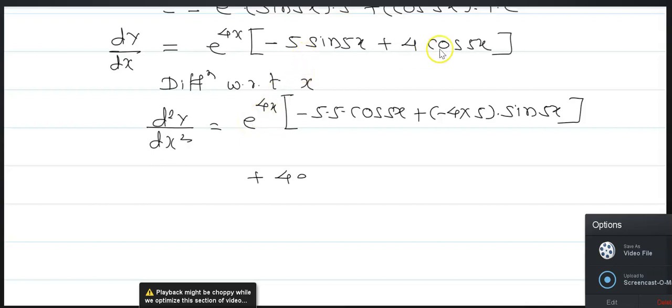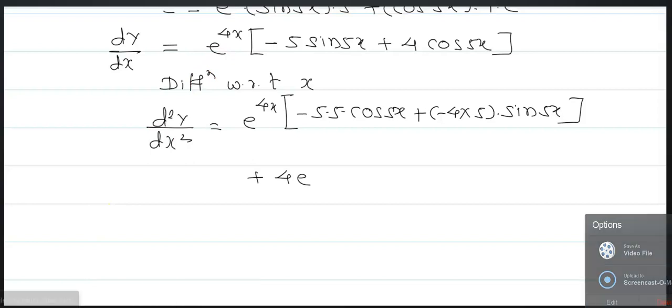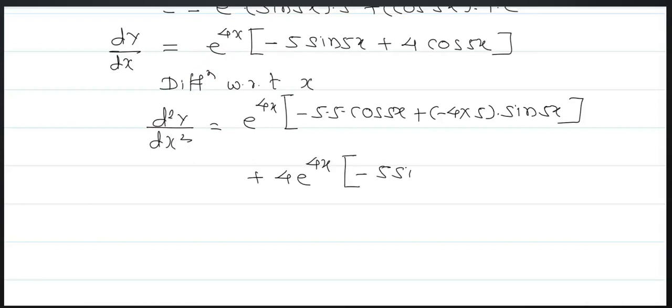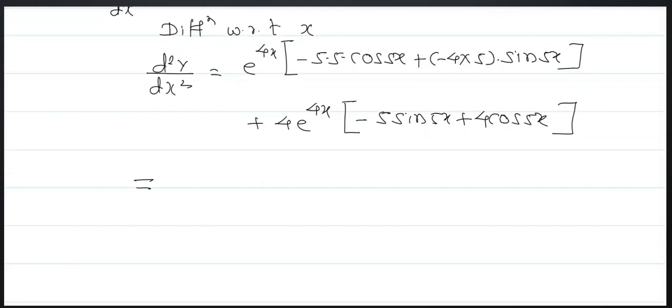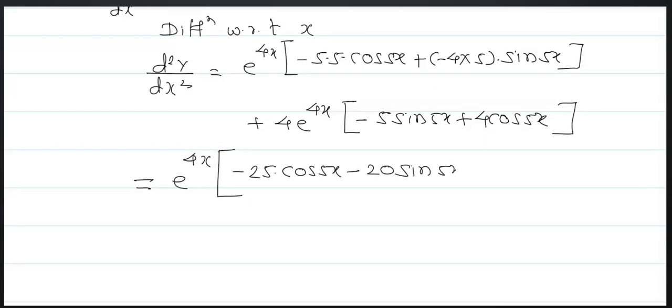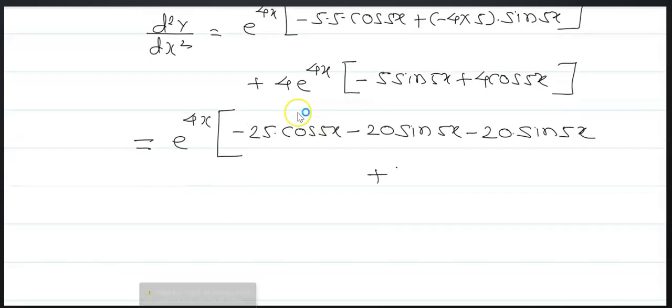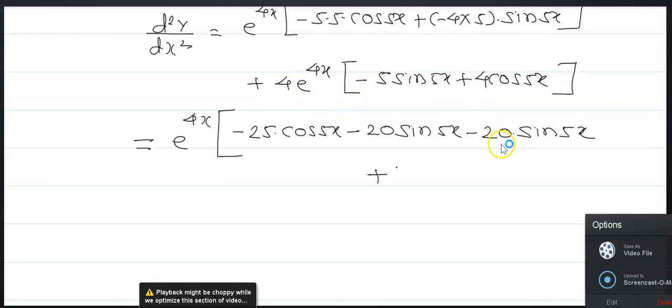That's it. Now keep this term as it is. That is the derivative of e raised to 4x is e raised to 4x into derivative of 4x, which is 4. Also, minus 5 sine of 5x plus 4 cos of 5x as it is. Now take the term common e raised to 4x. Then in bracket you will get minus 25 cos of 5x minus 20 sine of 5x minus 5 sine of 5x plus, if you multiply this 4 with this minus 5, it becomes minus 20 sine of 5x plus 16 cos of 5x.